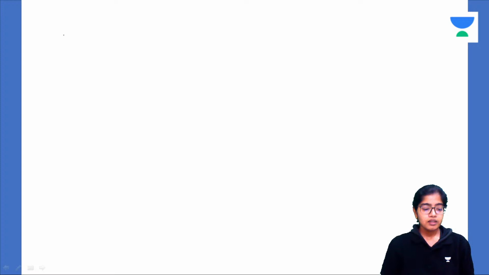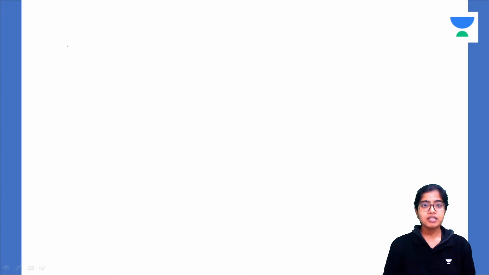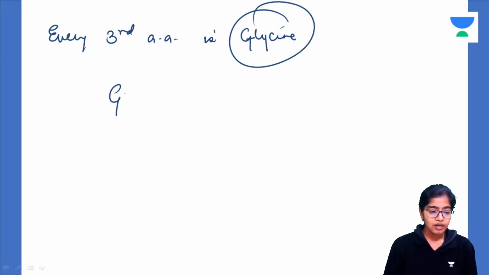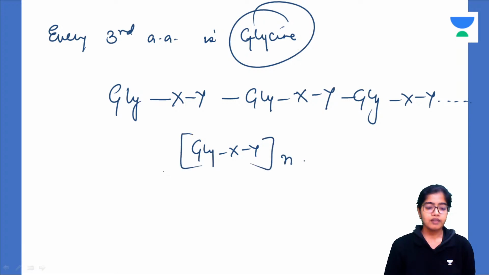We'll just discuss. The collagen molecule is so tightly wound that it has very little space, and therefore every third amino acid is the smallest amino acid, that is glycine. Therefore the structure of collagen can be called Gly-X-Y, Gly-X-Y, Gly-X-Y, and so on. Gly is glycine, and X and Y are most of the time proline and hydroxyproline.